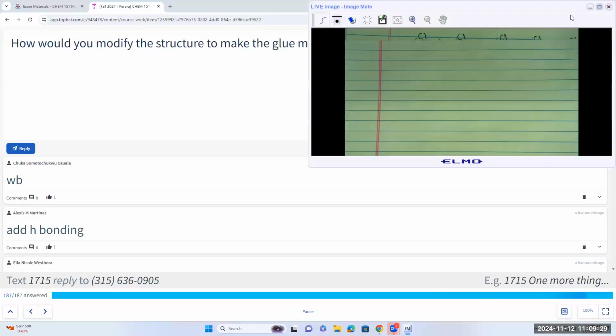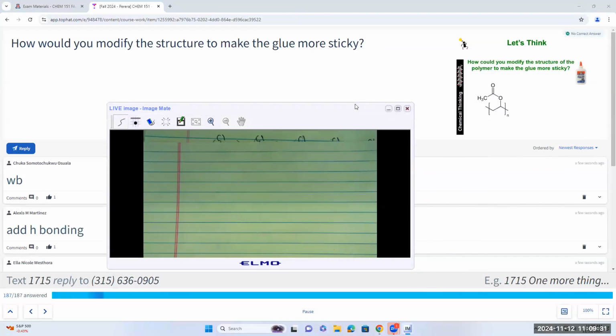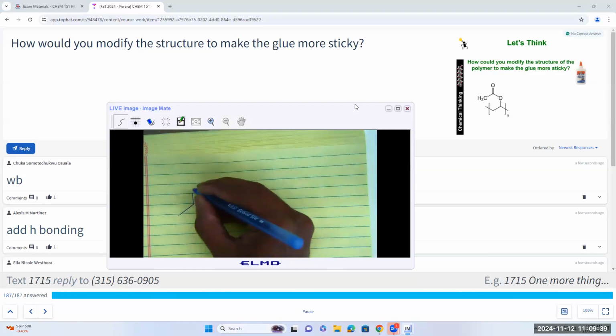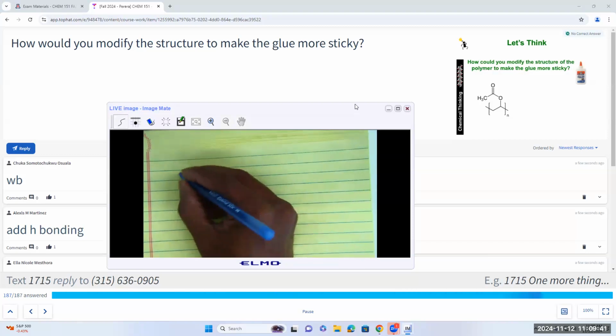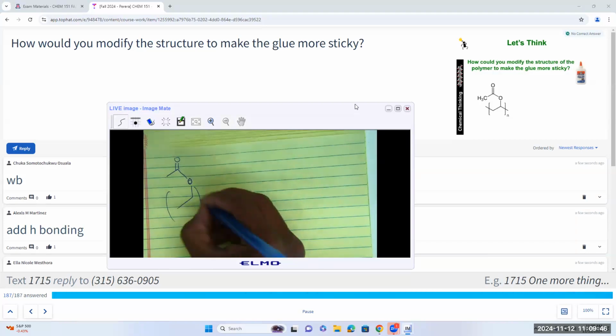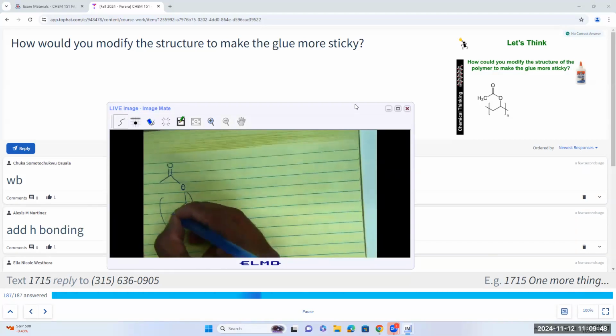You know what? I can actually modify it here. Here's what I would do. This is my polymer, the initial polymer given to me, repeated n times. Here are the bonds coming out. Now I want to make it have stronger intermolecular forces, to make it more sticky, right? We can do that by introducing more hydrogen bonding sites.